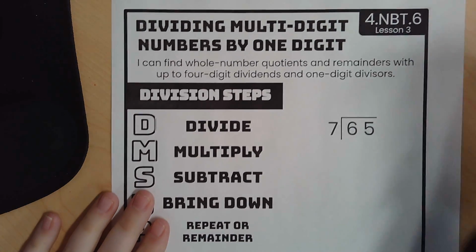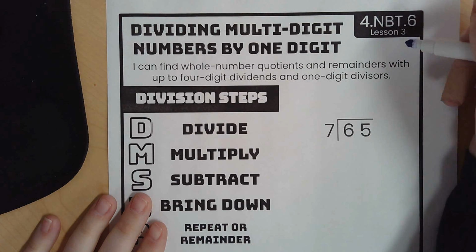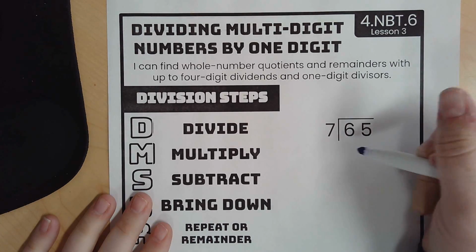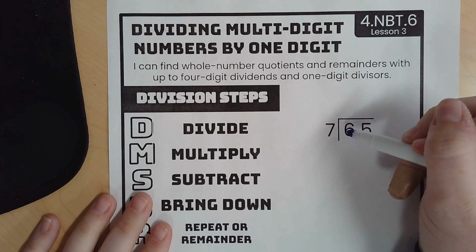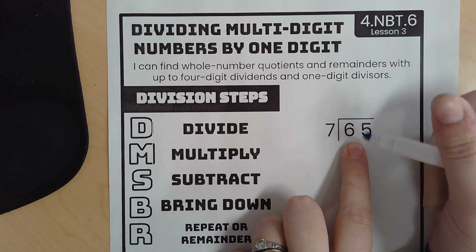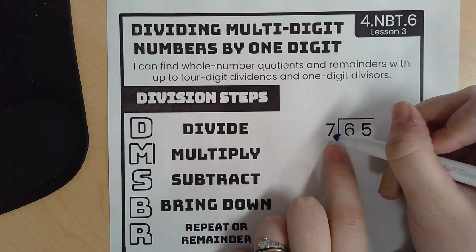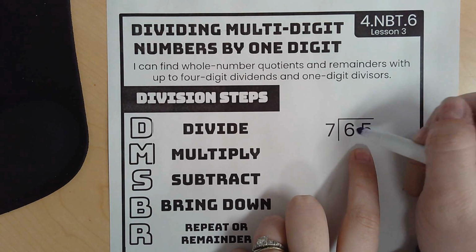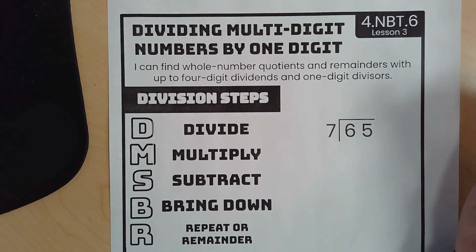In this lesson, which is NBT 6 Lesson 3, we're going to talk about what we do when we look at the first digit like this. If we look at 6 and we're dividing it by 7, we can't do it. So let's talk about what we do when we can't divide the first digit.